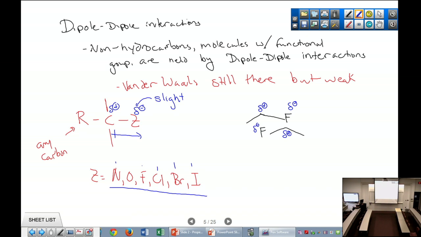And again, R can be any carbon. So it doesn't really matter what's attached to your carbon. It just matters if it's got the Z group on it. So what that does, right, so I have a delta positive carbon and a delta negative Z group. And the delta means slight. So I have a slight negative charge and a slight positive charge on my carbon. So what that does then is this positive and negative charge are attracted to one another.